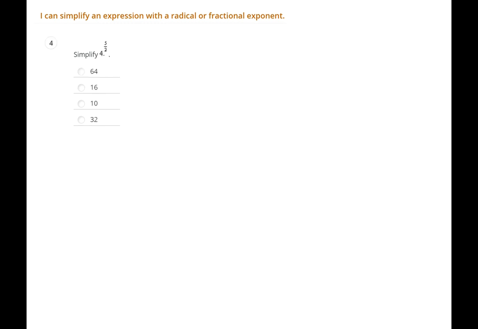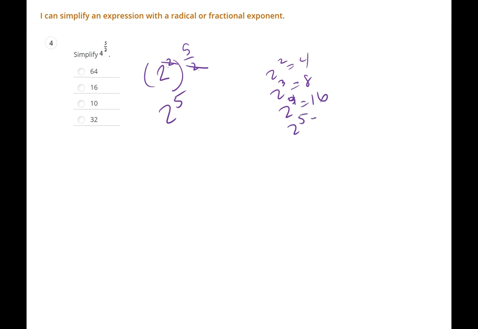All right, on this one, we want to try to rename 4 as something squared so that we can get these to cancel. So another name for 4 would be 2 squared. The 2's cancel. So I've got 2 to the 5th. And let's see, 2 to the 2nd is 4, 2 cubed is 8, 2 to the 4th is 16, 2 to the 5th has to be 32.